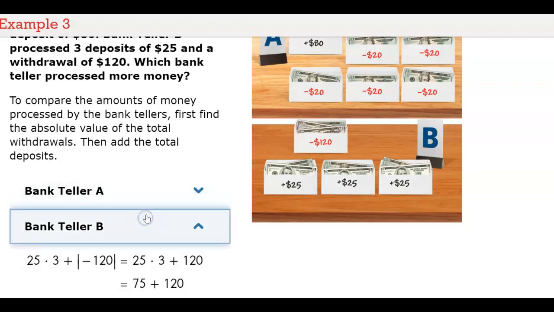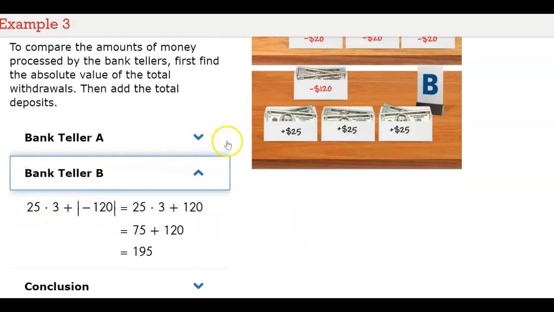Now we look at teller B, and we have $25 times 3, because he took in 3 deposits of $25, and he had a withdrawal for $120, so that's why it's in the absolute value bars. So the absolute value of -120 is 120, and we still have 25 times 3 in our expression. Then we have to follow order of operations still, and multiplication would come next. Multiplication is 25 times 3 equals 75 plus the 120, and that equals 195.